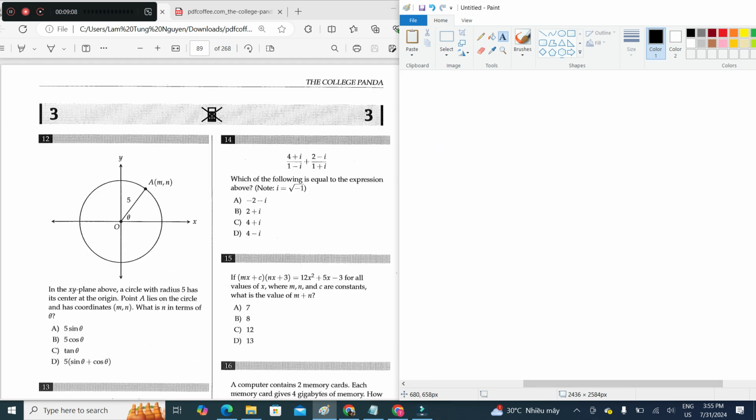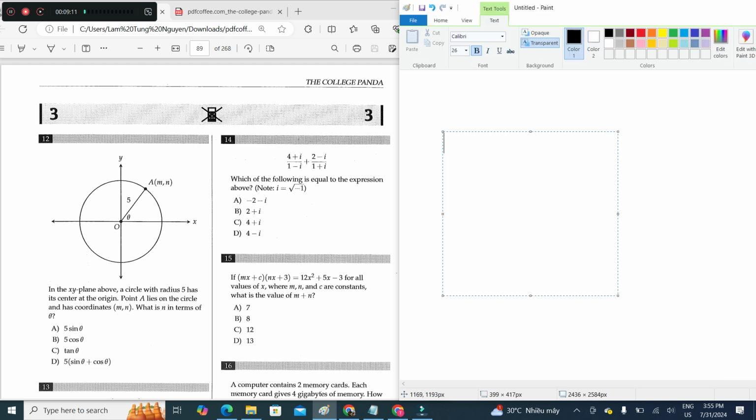We have some I here. So here, what you should do is very simple. All you have to do is know that I squared equals -1, and you just do the normal arithmetic with fractions like you have learned. So 4 plus I over 1 minus I, and all this is plus 2 minus I over 1 plus I.